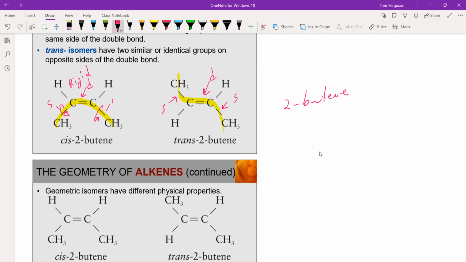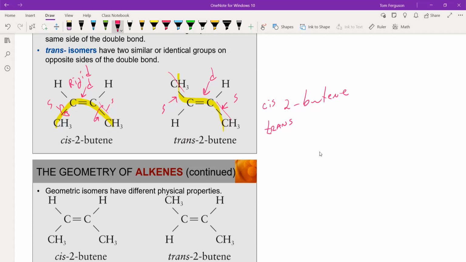One where the methyl groups are on the same side of the double bond, and one where they're across from one another. So we have to designate cis trans. Think of cis as in sister, close together. Trans as in transoceanic, when you travel, you want to go transit. So think of it as far apart.